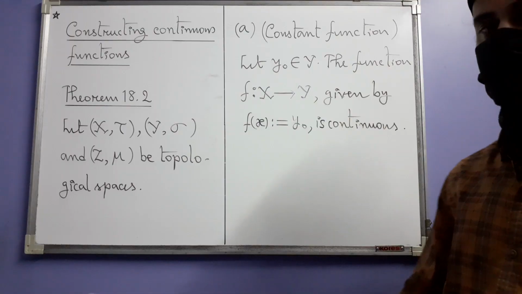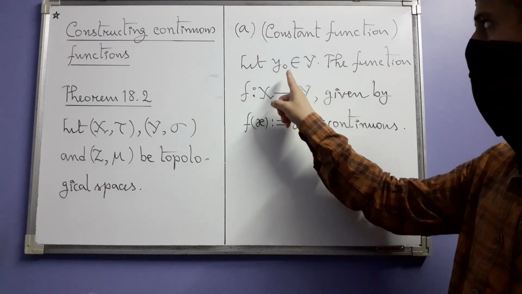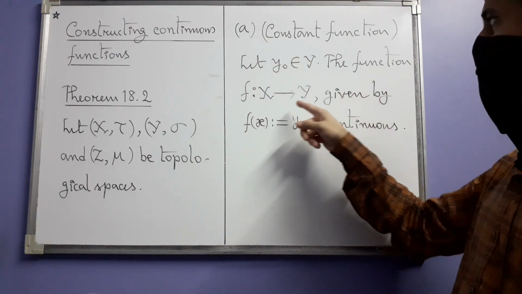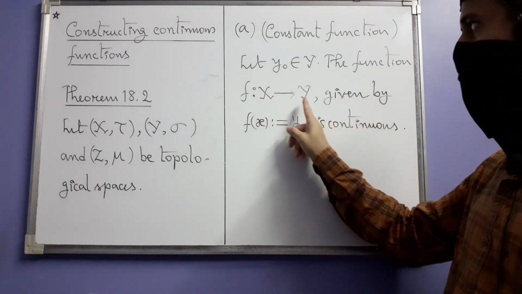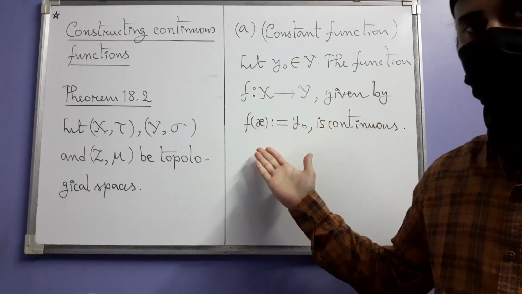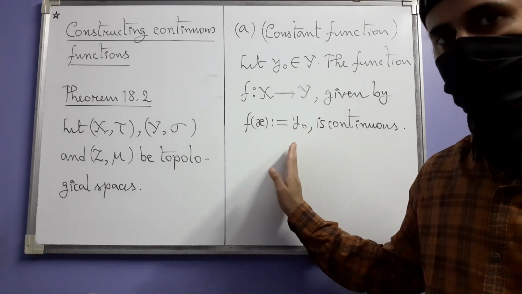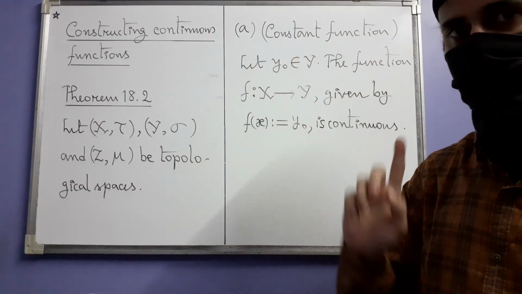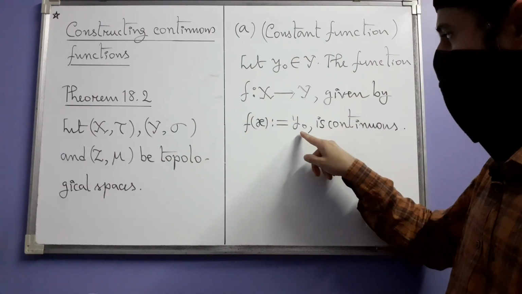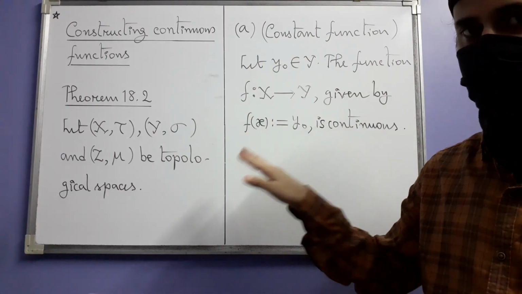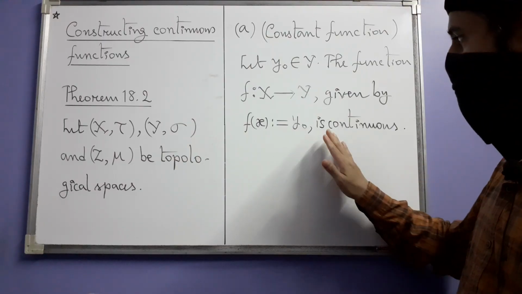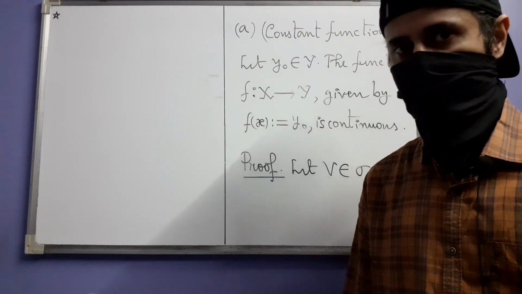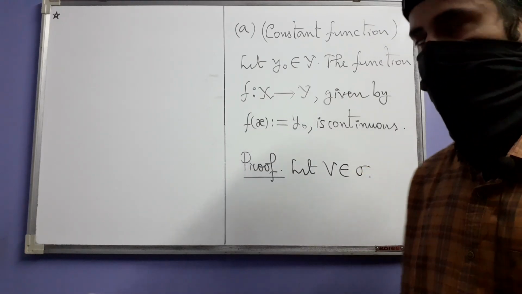It involves constant functions. Let y0 be some point in the space Y and you consider this function f from X into Y given by this rule: f(x) = y0. So no matter what your input x is, which is coming from the space X, the output is constantly y0. So it's a constant function. The claim is that this function is continuous. So let's first prove part A and then we will see the other parts.